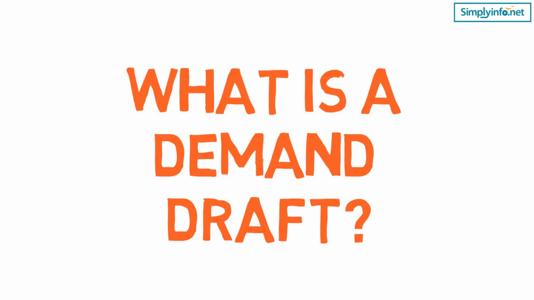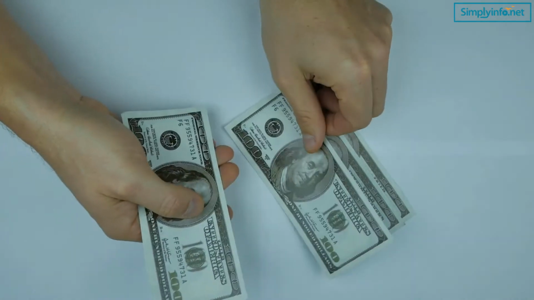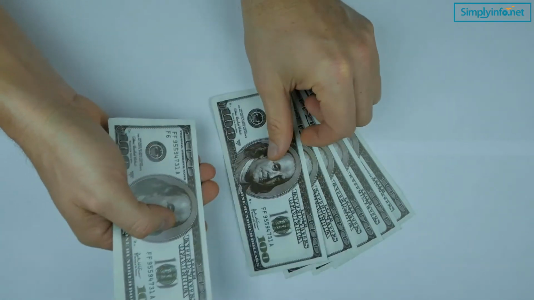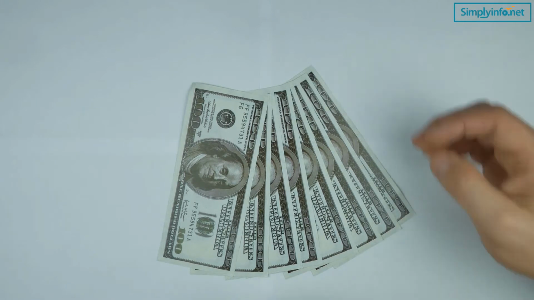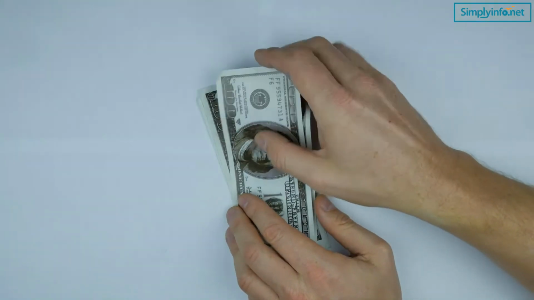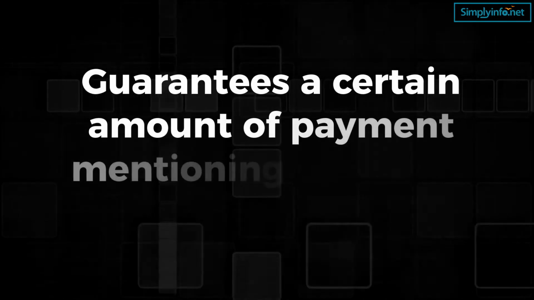What is a demand draft? One of the payment instruments in India, demand draft is popularly known as DD. A demand draft is a cash instrument used by an individual to make a transfer payment from one bank to another. A demand draft is a negotiable instrument.